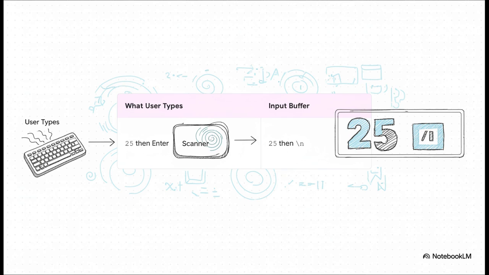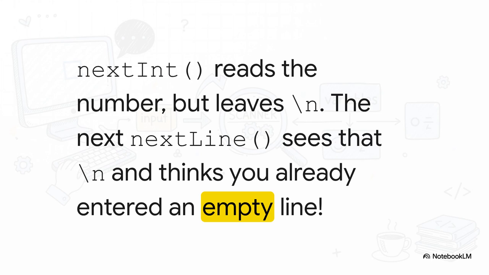It's not just the number 25. It sees the 25, followed immediately by this special character, \n, which just means new line. Both of these things are sitting there, waiting to be read. So, nextInt does its job perfectly. It swoops in, grabs the 25, but that little \n is still there.